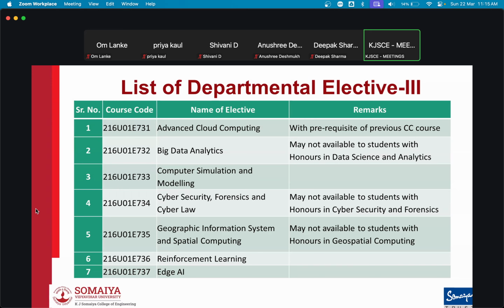You can take advanced cloud computing in semester 7, provided you have the basic knowledge of cloud computing. You may have done online courses, or from any source you can get the basic knowledge of the cloud computing course. Then if you have opted for honors in cybersecurity and forensic, then you are not eligible for the cybersecurity, forensic and cyber law course here. And if you have opted for honors in geospatial computing, then you are not eligible for GIS and spatial computing. So this is the list of courses under elective 3.